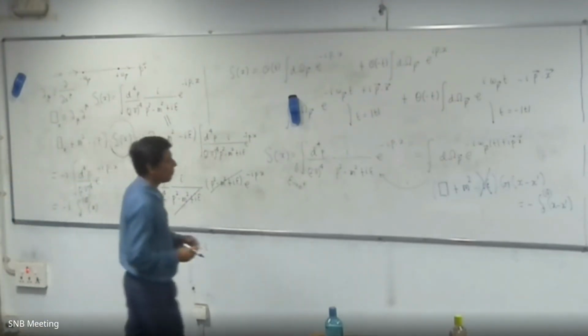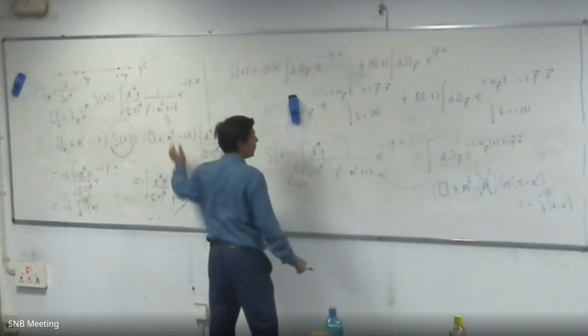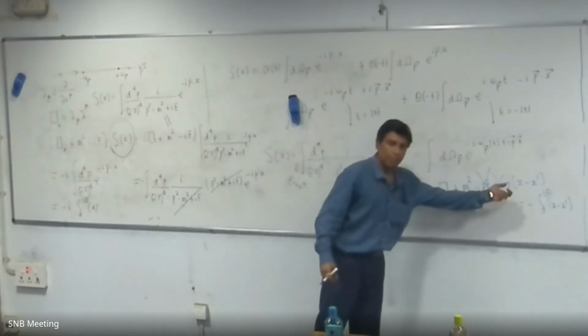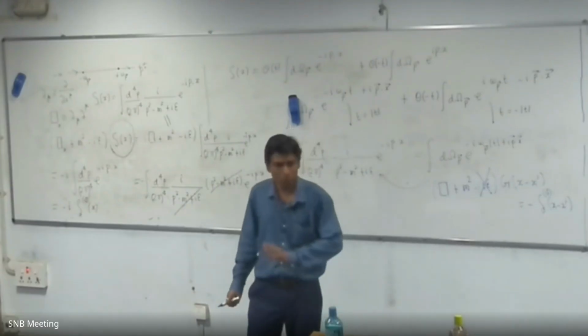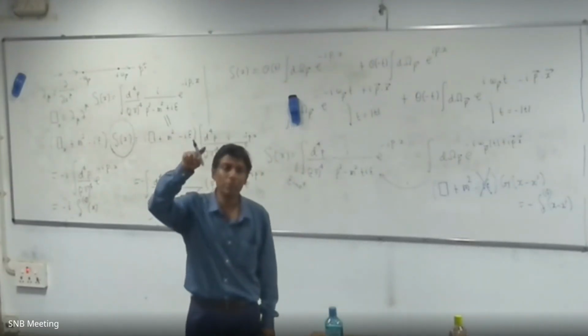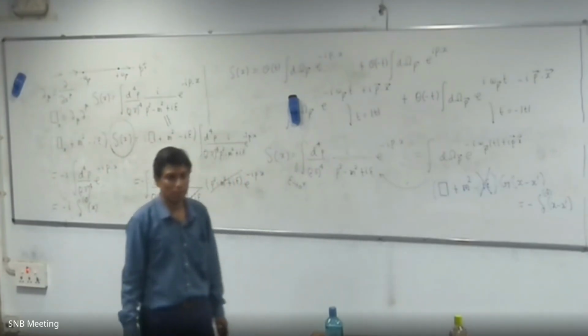What you have shown is that my claim was that this function is a Green's function, but a Green's function of this operator. This is indeed a Green's function of this operator. There is no phi here. You are thinking in terms of m square phi square. There is no phi here.